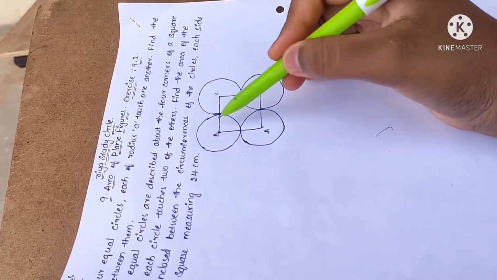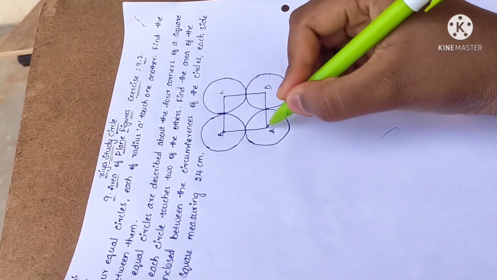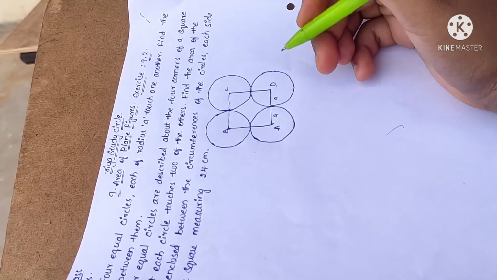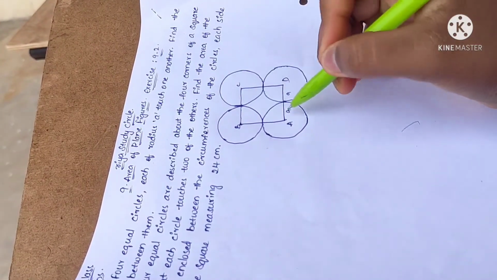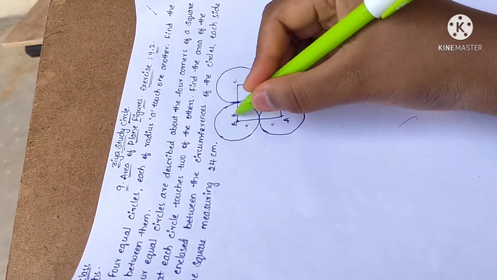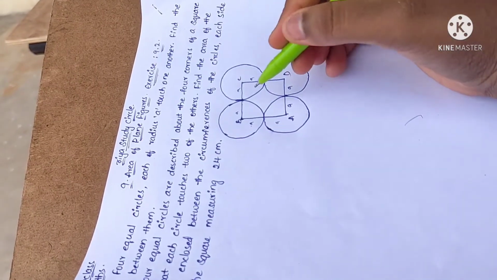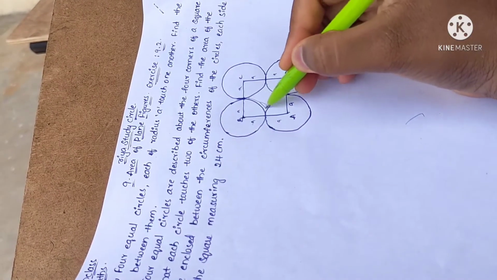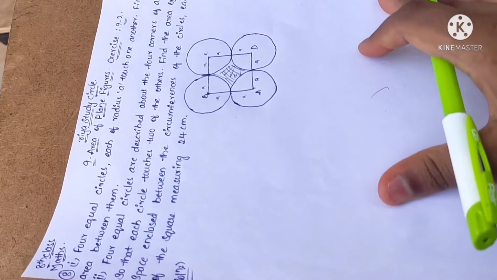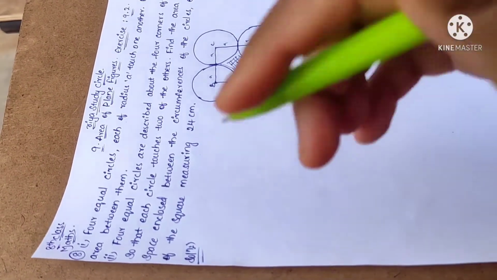Here let's take a diagram like this. These four are the equal circles and they touch one another. From here to here the radius is a, and the same here: a, a, a. So we have radius a for all 4 circles. What we have to find is the area of the place between the circles.